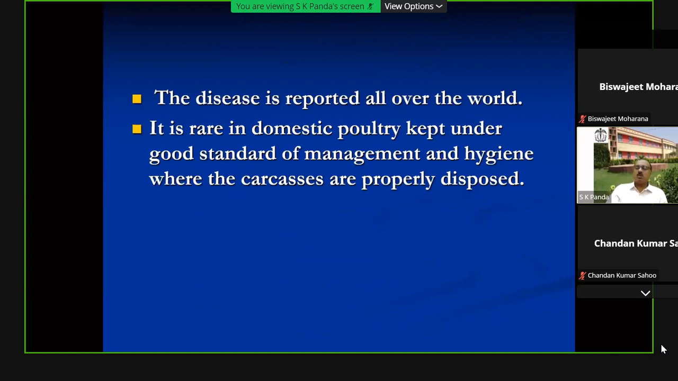The disease is reported all over the world, rare in domestic poultry, as you know, because domestic poultry may not get a chance to consume these decayed carcasses. So you will not find it in domestic poultry, but mostly in the birds which remain outside. The carcasses should be properly disposed. If the birds that die are not properly disposed, they may be a source of infection for other flying birds, other outside birds, even the animals also.